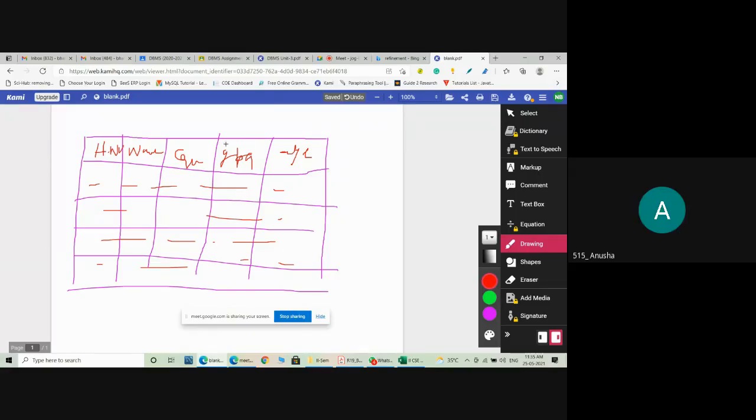Hall ticket number, name, and all that. These attributes, these column names or attribute names, are the schema. I told you this many times, and this is the instance. Correct? Is it right? Yes, sir.